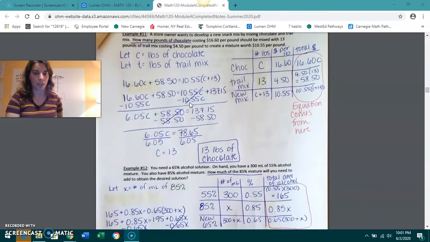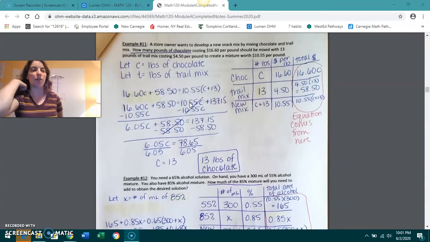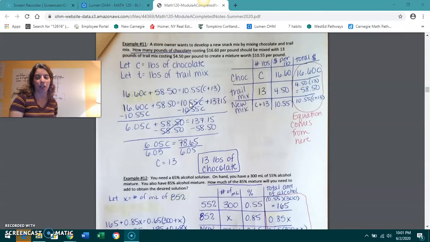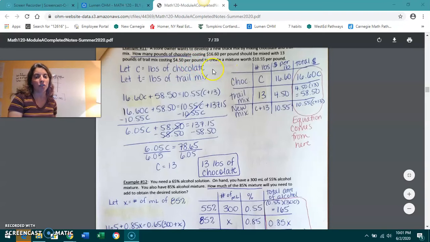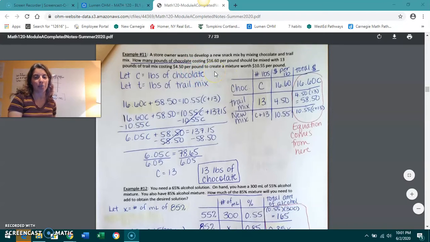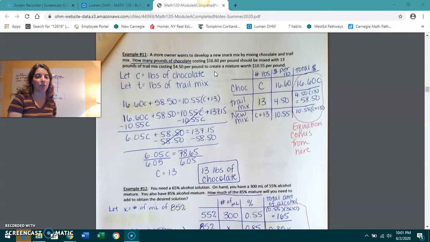and go to 11 and 12, because 11 and 12 are really a little bit more similar to the one we just did. So here a store owner wants to develop a new snack mix by mixing chocolate and trail mix. How many pounds of chocolate costing $16.60 per pound should be mixed with 13 pounds of trail mix costing $4.50 per pound to create a mixture worth $10.55 a pound? Okay, so a lot of words there, right?